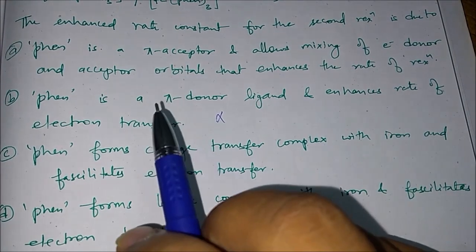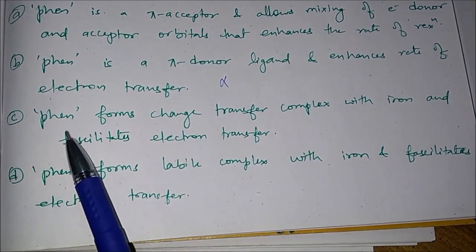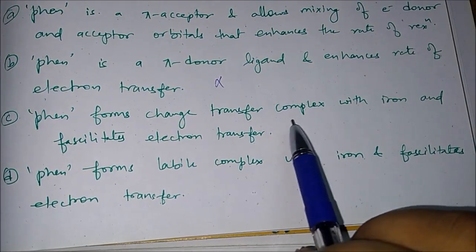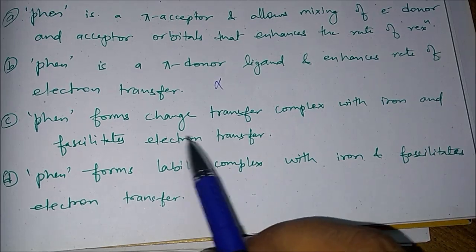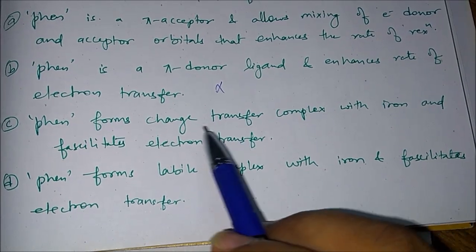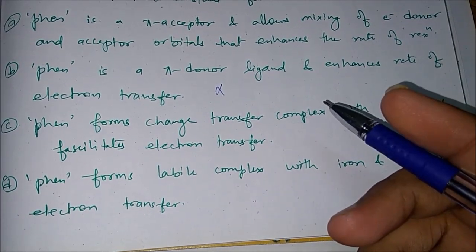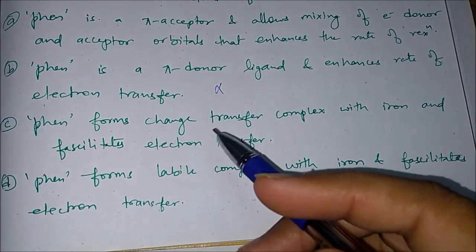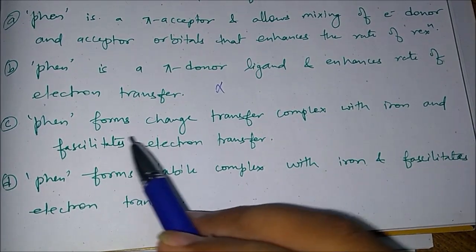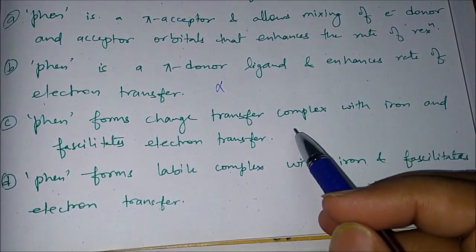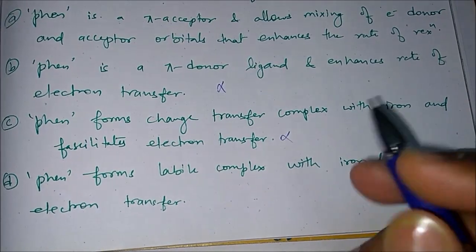Now the third option says that phenanthroline forms a charge transfer complex with iron and facilitates electron transfer. This doesn't make any sense. Obviously the outer sphere electron transfer is taking place, so it doesn't make sense that phenanthroline is forming a charge transfer complex. So we can't totally rely on this option. Let's move on to the other.